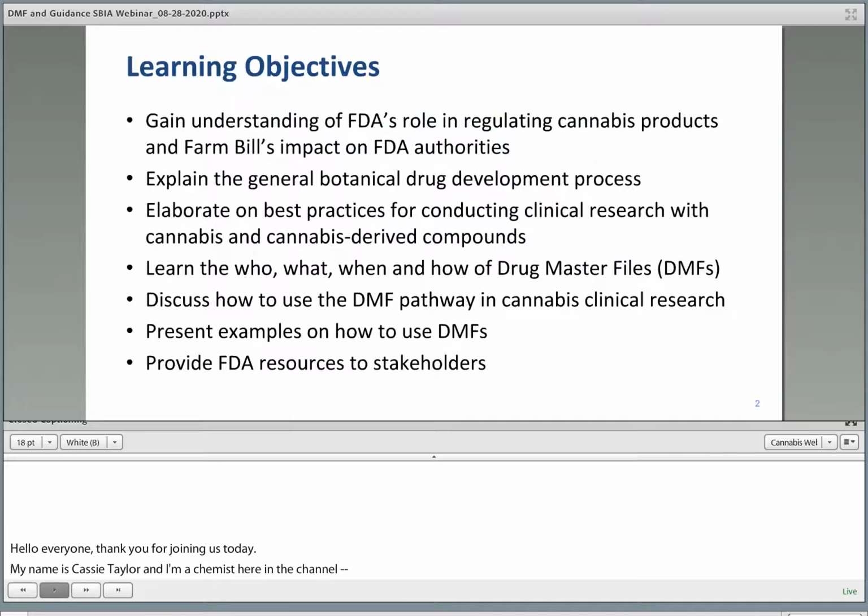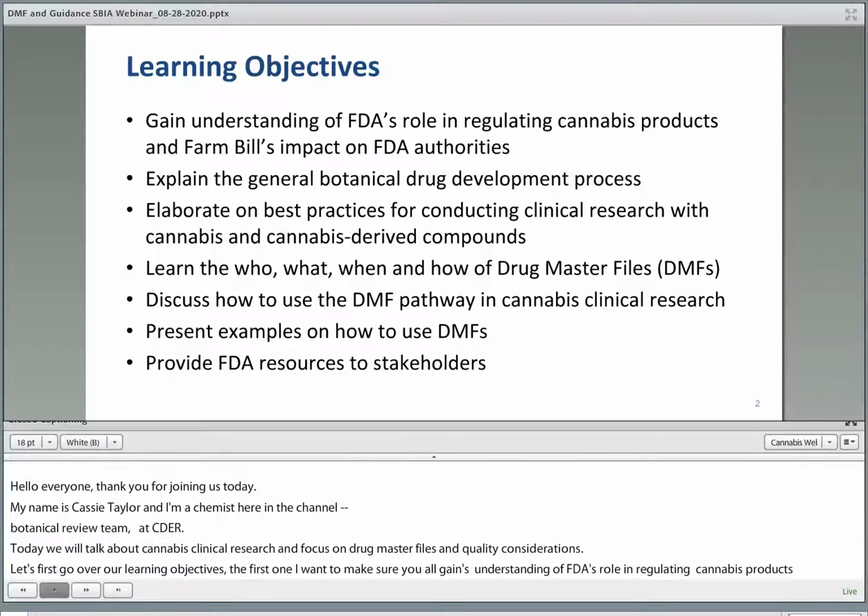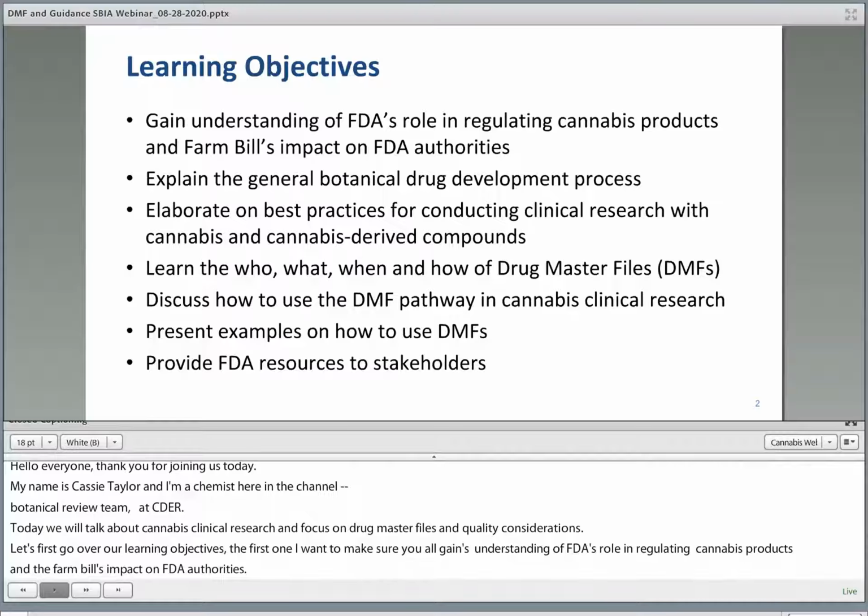So let's first go over our learning objectives. The first one that I want to make sure you all gain is understanding of FDA's role in regulating cannabis products and the Farm Bill's impact on our FDA authorities. We'll go over some explanation of general botanical drug development and how that process works. I'll also elaborate on best practices for conducting clinical research with cannabis and cannabis-derived compounds.